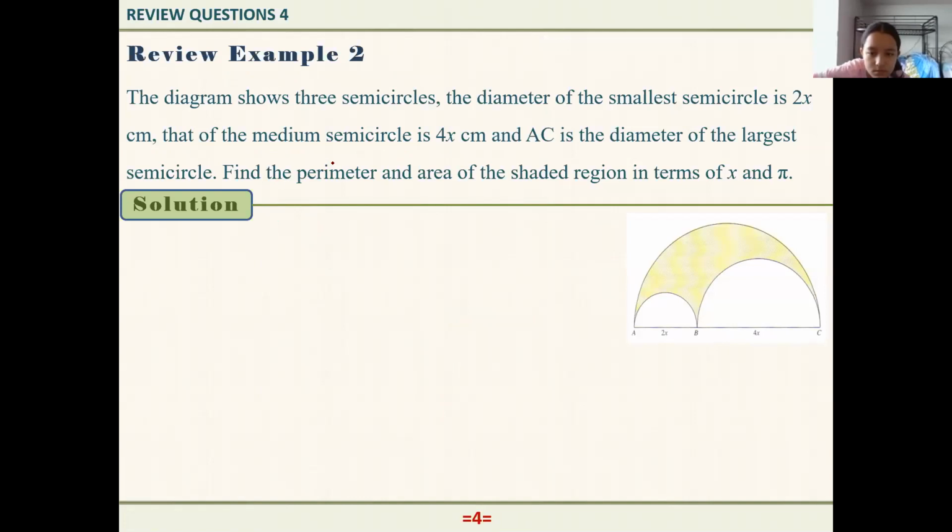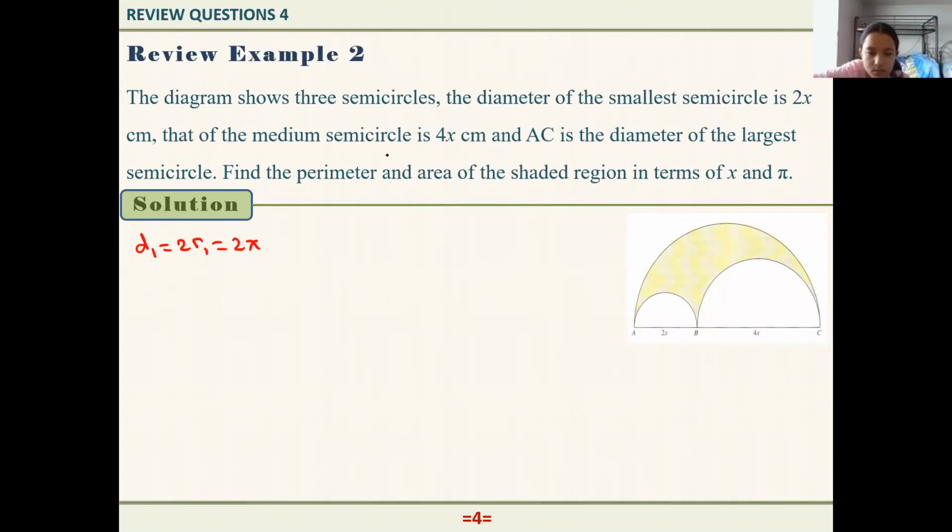So the diagram shows 3 semicircles here. The first one is this, right? The second one is a bit bigger. The third one is the biggest one here. The diameter of the smallest semicircle is 2x. Let's say the diameter of the smaller one is 2r1. That's equal to 2x.